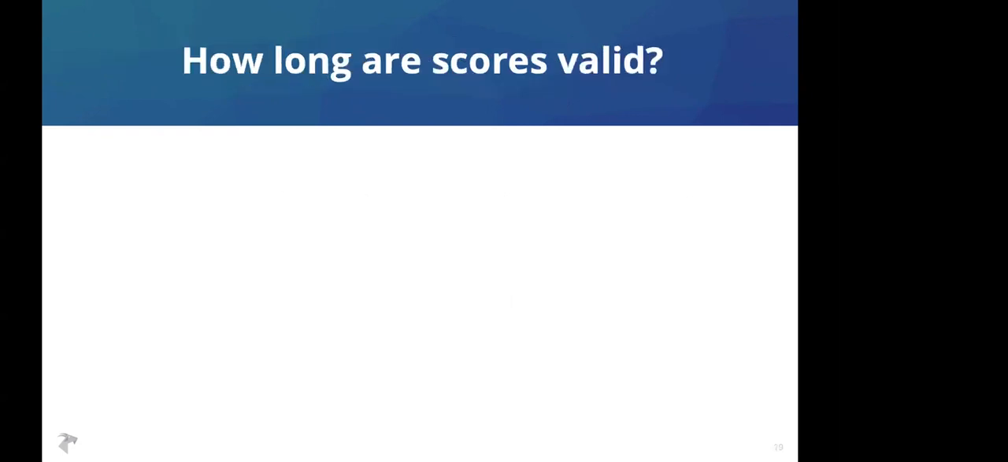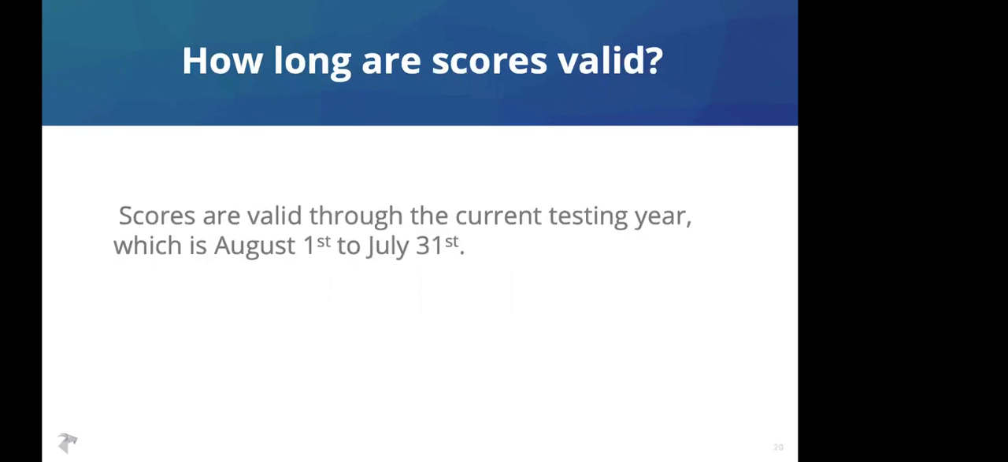Finally, how long are scores valid? So scores are valid through the current testing year, which is August 1st through July 31st.